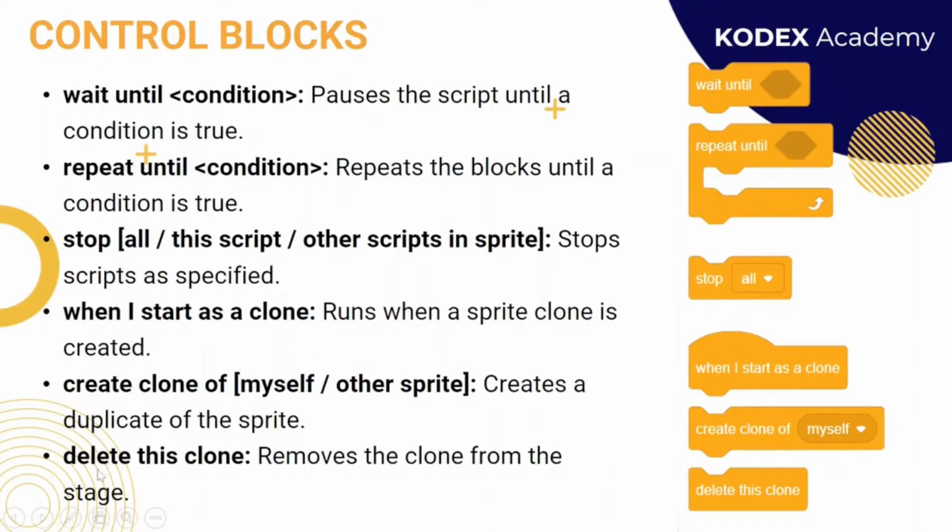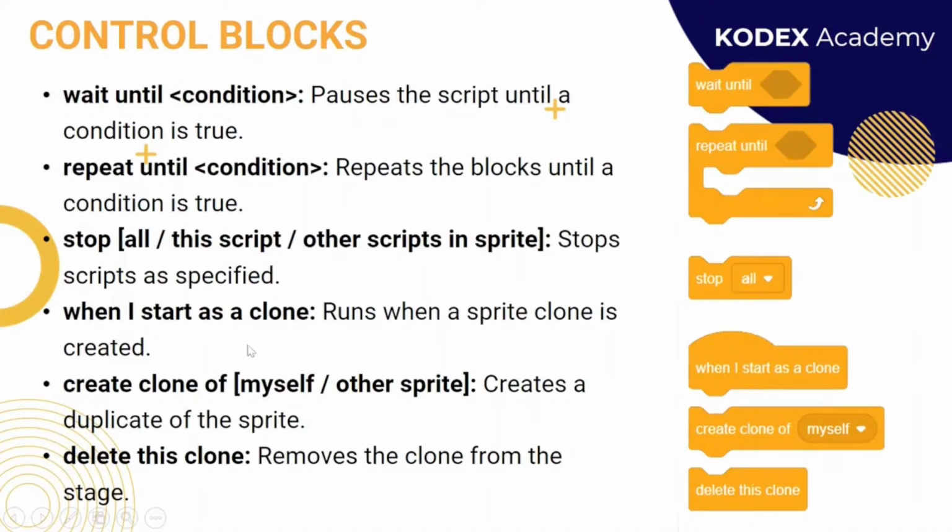Now the last one is delete this clone. When you want to delete the clone of your sprite, you can use this block. It's written in very simple language: delete this clone, meaning the particular clone you want to delete, so you can use this block in your script.